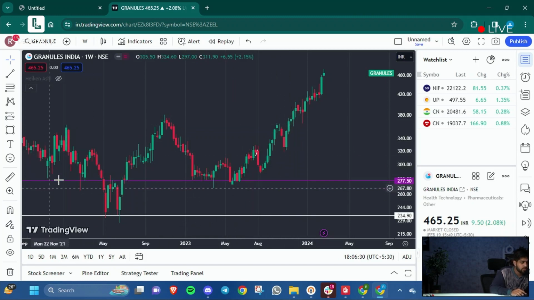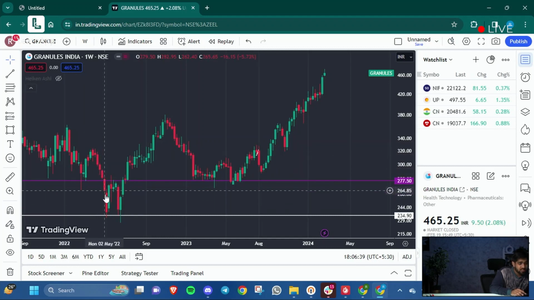Yes, taking support, acting. Now, when the support breached, you see, this is the beauty of it. When the support breached, does it give you any sign of prices being pushed back upwards? Did it give you any sign of prices being pushed back upwards? See, on this, no, no, right?